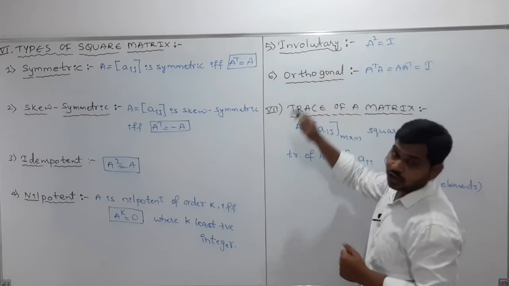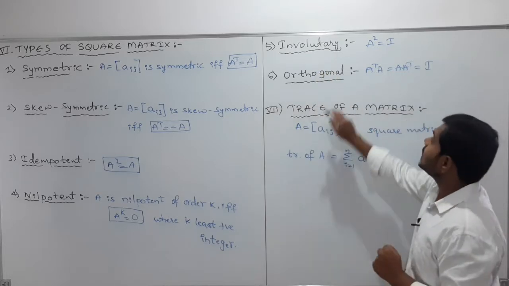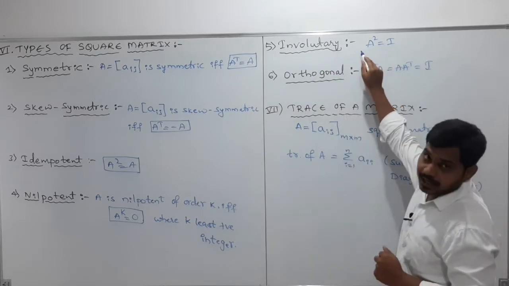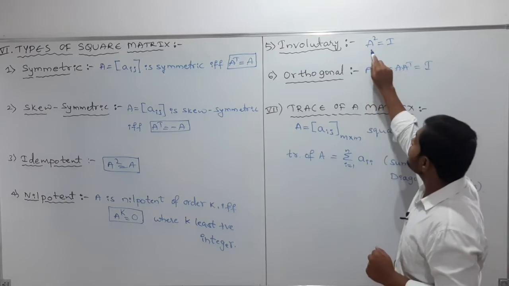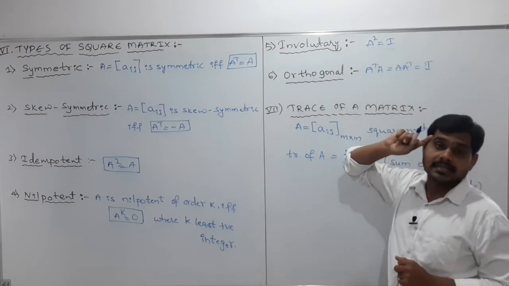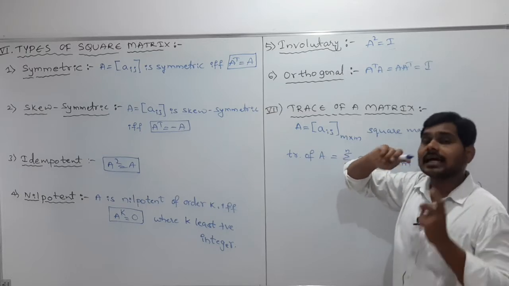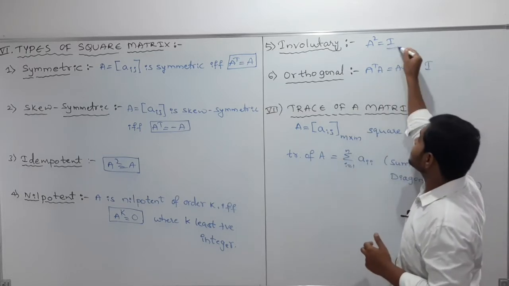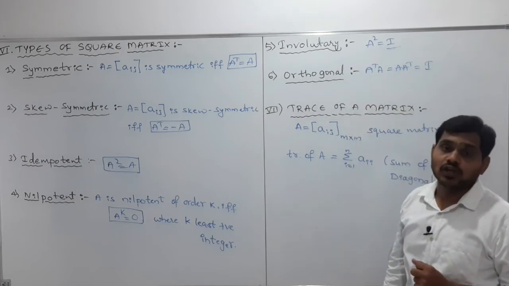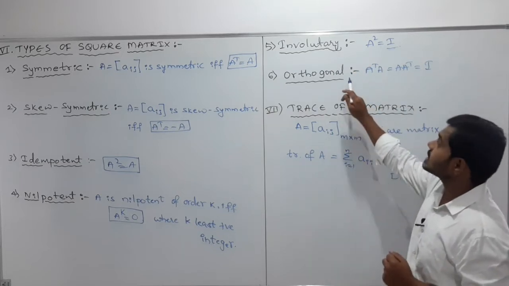And next one is involutory. So involutory means what? An involutory matrix means if you have any matrix A and you square it and you get the identity matrix I, then such a matrix A is called involutory. Clear? And next one is orthogonal.